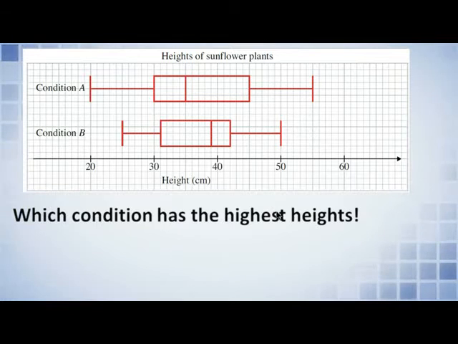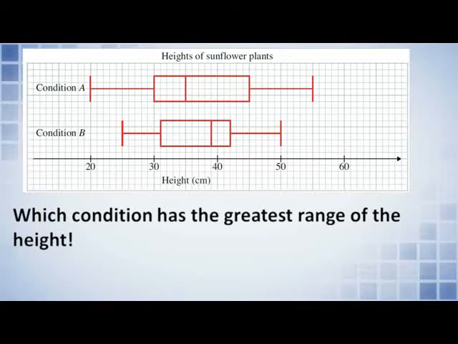Which condition has the highest height? As you know, this is the highest for condition A and this is the highest for condition B. So the highest height is condition A. Which condition has the lowest height? As you know, this is the lowest for condition A and this is the lowest for condition B. So the lowest height is condition A.